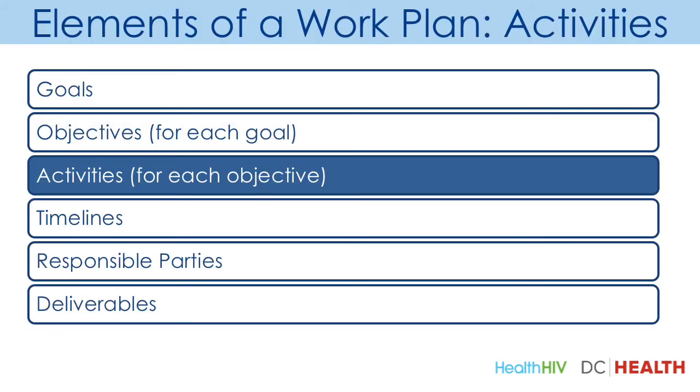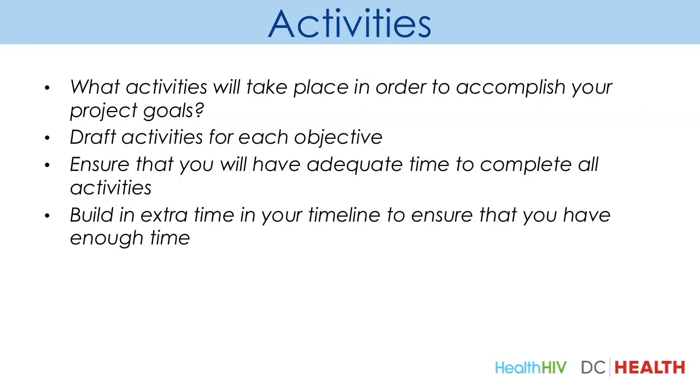Now let's take a look at activities. When you think of the activities that must be completed in order to accomplish each objective, think of these questions. What activities will take place in order to accomplish your project goals? Activities are the actions or events that will be taken to achieve an objective. When drafting your project narrative, be sure to include information about any activities that will be conducted or any efforts that you may have to make.